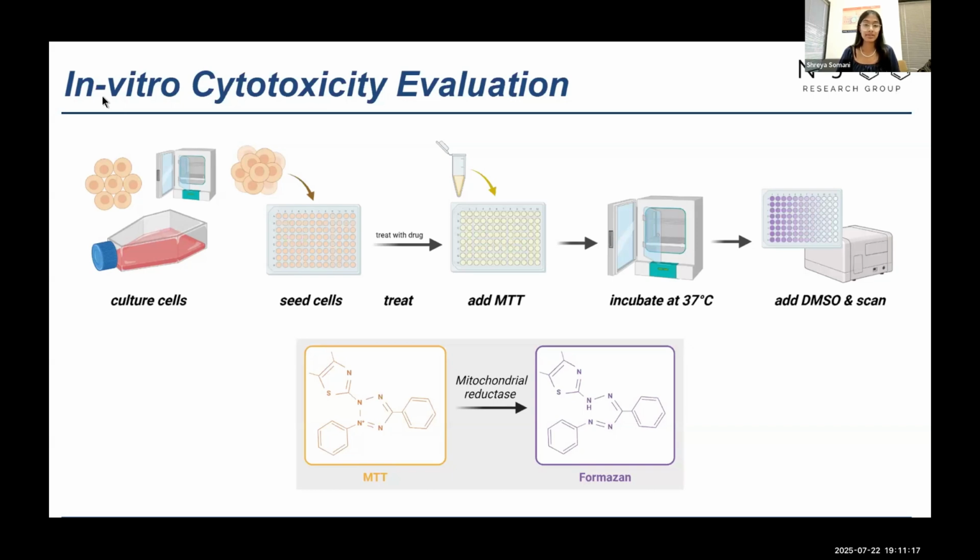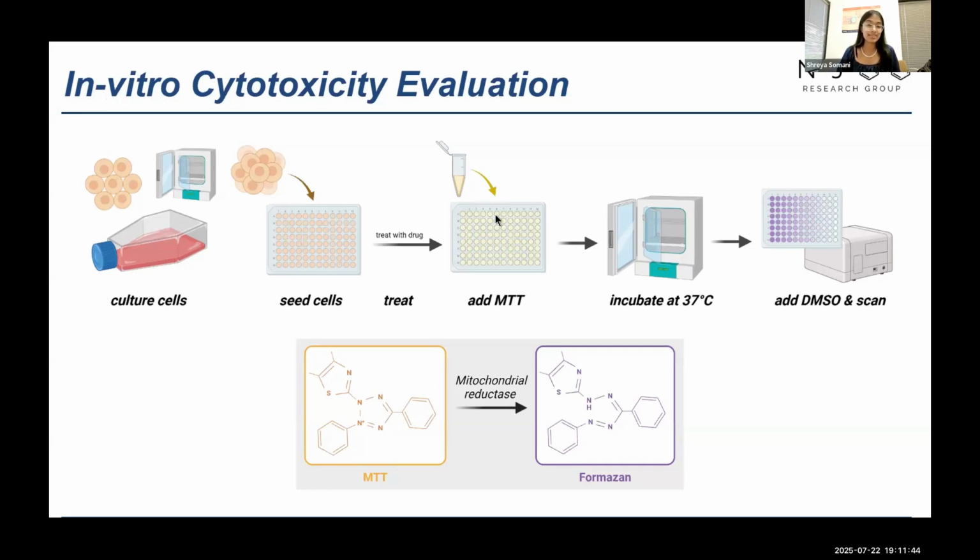After treatment, we would add a solution of MTT. In the presence of mitochondrial reductase, the MTT turns into formazan, which is a purple crystal. Therefore, we can quantify the number of cells that are still living based on the number of purple crystals that are present in the well. To do this, we simply dissolve the crystals in DMSO and measure the absorbance through a spectrophotometer.